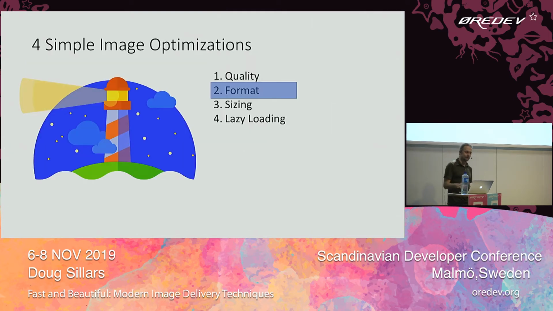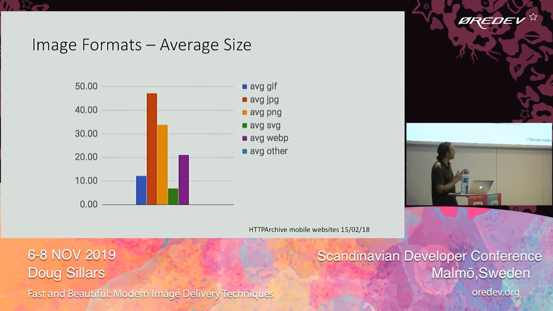So there are a lot of different image formats out there. If we look, this is some older data, but JPEG by far is the king of the images on the internet, but it's also like 25 years old, right? This is an old image format. It's been around a long time.